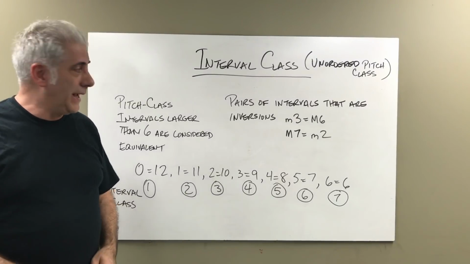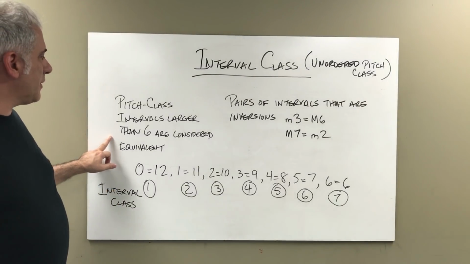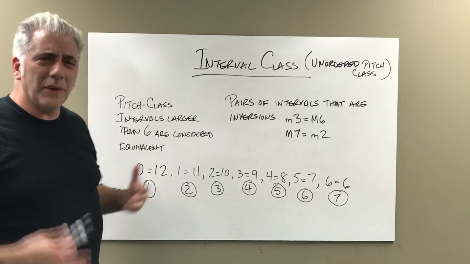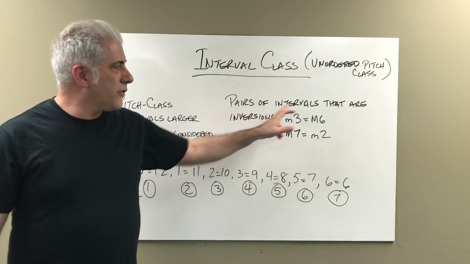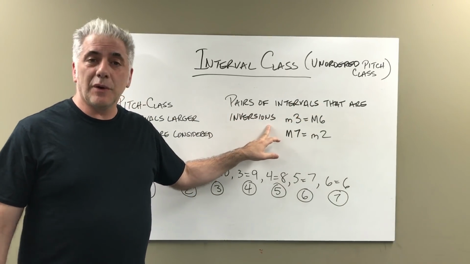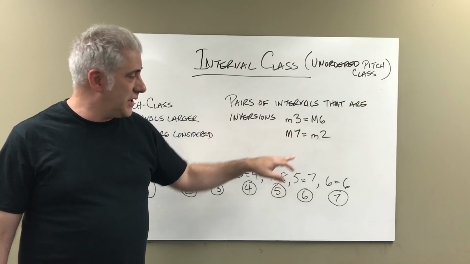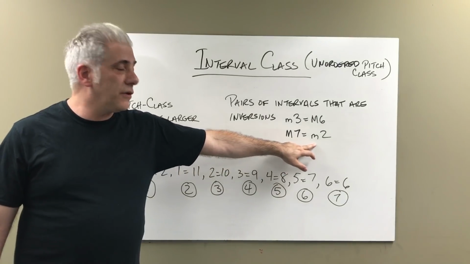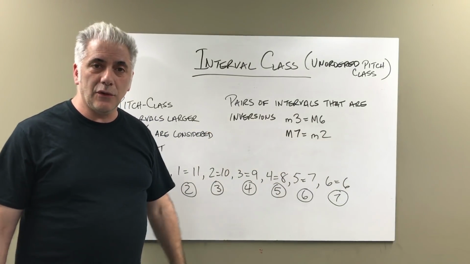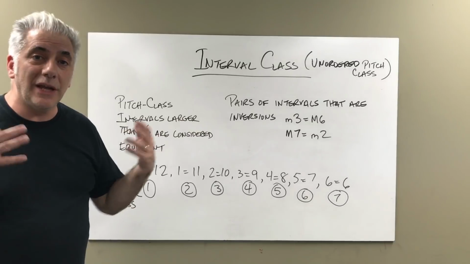Next we have interval class. Pitch class intervals larger than a 6 are considered equivalent. Well, what does that mean? Pairs of intervals that are inversions, that's what I'm talking about here. For example, a minor third inverted is a major sixth. A major seventh inverted is a minor second. Those are considered equivalent intervals.